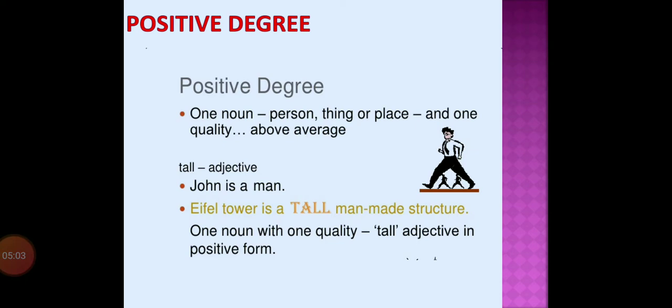For example, John is a man: no comparison, no adjective. Next, Eiffel Tower is a tall man-made structure. There is no comparison of the Eiffel Tower with anything, just a simple sentence. So, one noun with one quality comes under positive degree. The easiest thing is that basic adjectives always come under the positive degree. Now, our second thing is comparative degree.